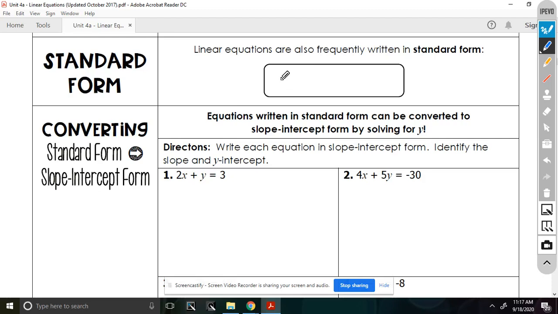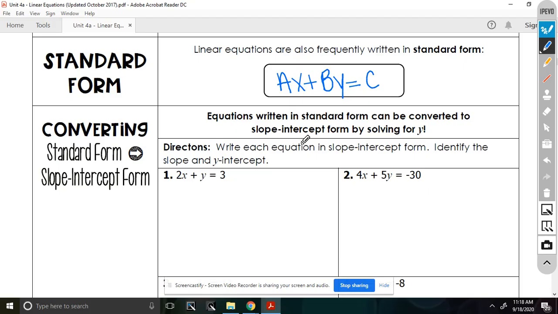So today we're going to start with standard form. Standard form is written as ax plus by equals c. So if we look down here at example 1, we see I have a 2x, which represents my ax, plus my 1y, which is my by, and then 3, which is my c.